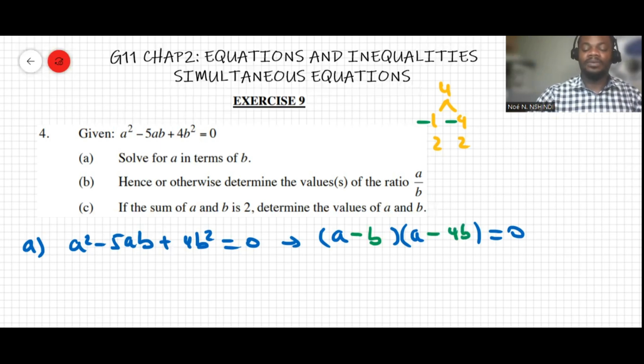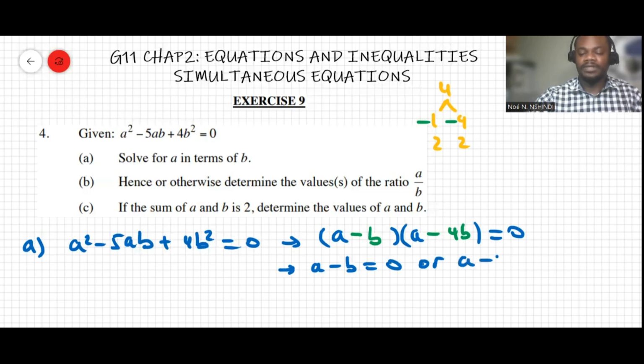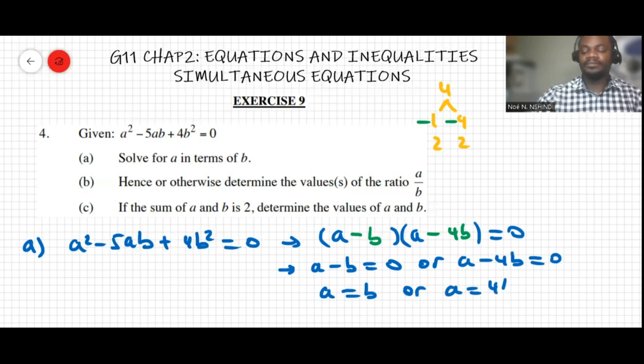Now this implies that a minus b equals 0, or a minus 4b equals 0, which means a equals b or a equals 4b. Okay, then we answer the question when they say solve for a in terms of b. So a is equal to b or a is equal to 4b. That was part a.